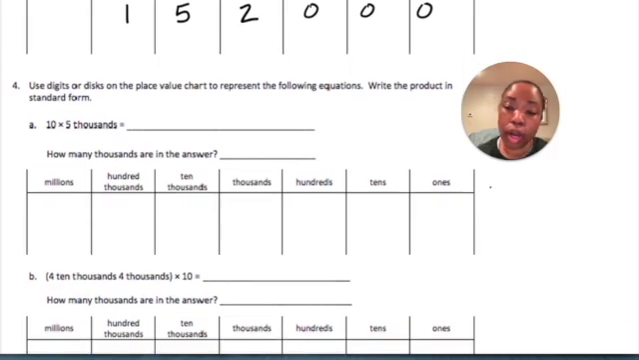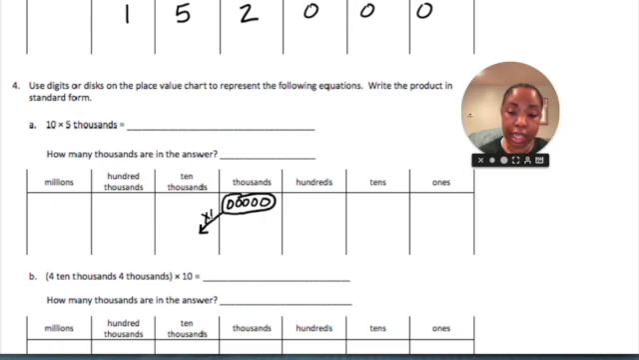All right, for number 4, we are going to use digits or discs on the place value chart to represent the following equation and write the product in standard form. So we're starting with 5,000s. I could do 5,000s 10 times, but I already know that 5,000 times 10, the digit stays the same, and the unit goes up to the next place value. So 5,000s times 10 is 5 10,000s.